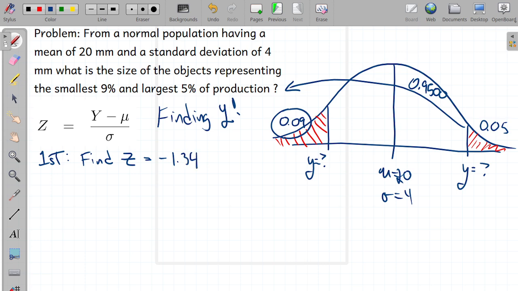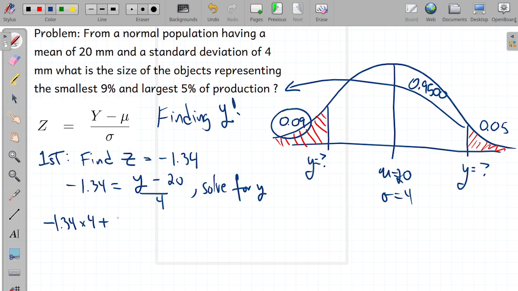Now, a little bit of algebra. We have negative 1.34 is equal to y. We want to find that. We know mu is 20, and we know sigma is 4. Now we solve for y. So we get negative 1.34 times 4, and we're going to add 20 to get the y value. I'll grab my calculator and we'll just do that really quick.